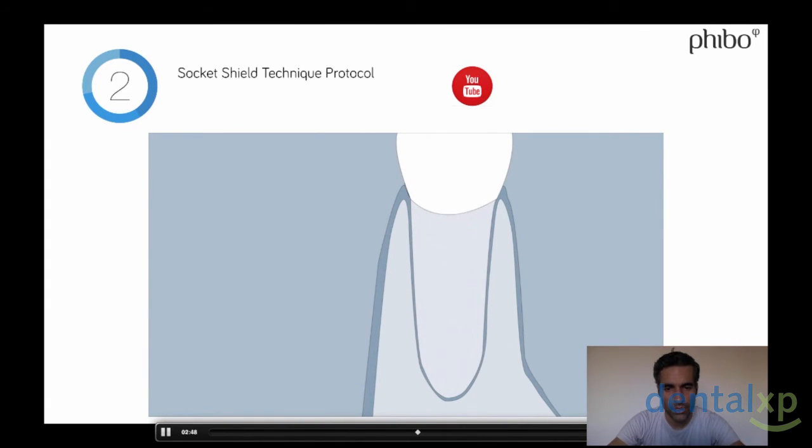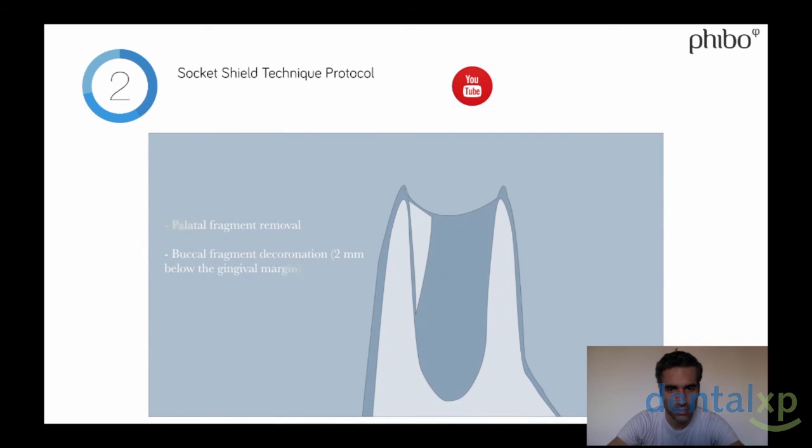With illustrations, with animations, you can see that I did these animations just for you to understand better how the socket shield technique works. Hemisection, we prepare the fragment, we use the drills, and then we use the endogain, and then we place the implant.